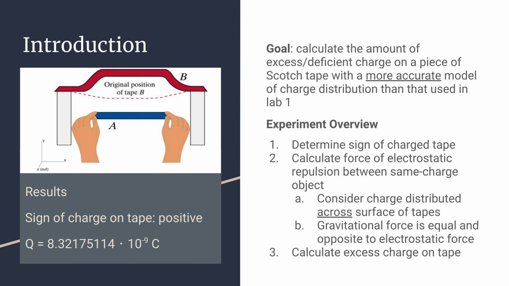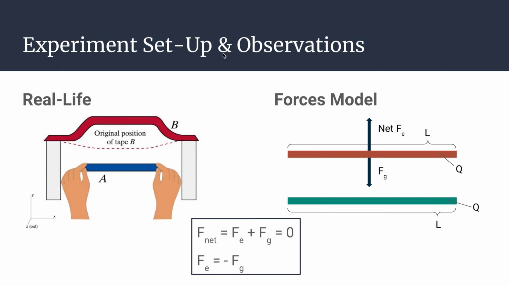So the goal of this lab was to calculate the amount of excess or deficient charge on a piece of Scotch tape with a more accurate model of charge distribution than that used in Lab 1. So two tapes were given an equal charge distribution after being stuck together and then pulled apart. And using a negatively charged pen, we were able to determine that this net charge was positive, or that there was a deficiency of electrons on the tapes.